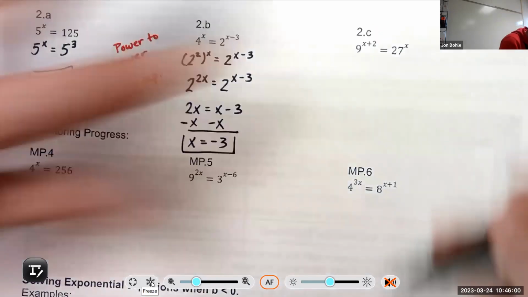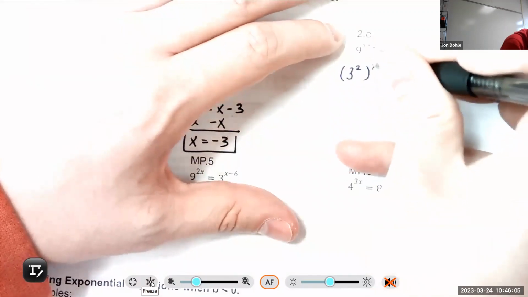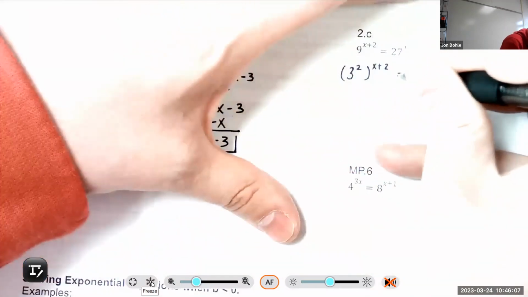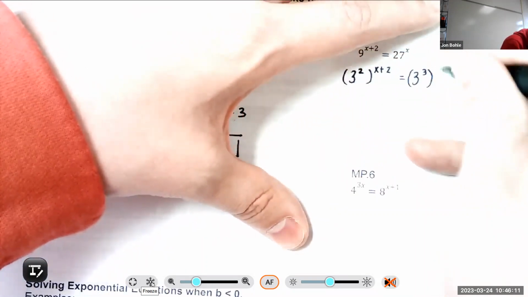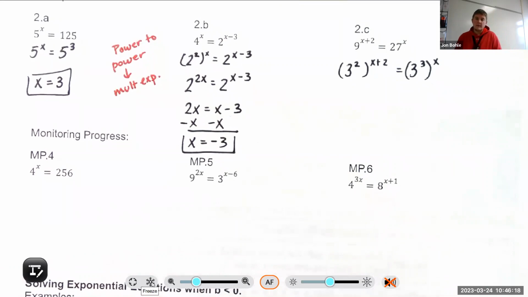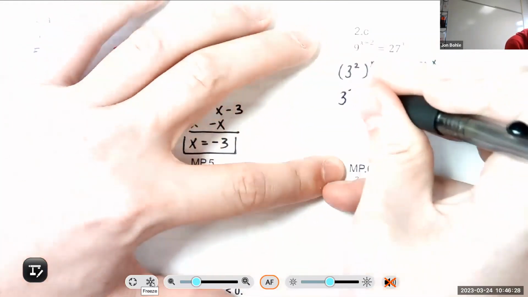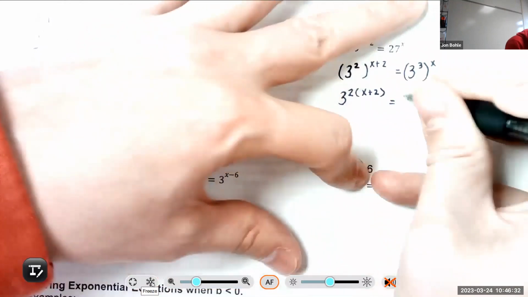Okay, so here, 9 is 3 to the second power to the x plus 2 power. And 27 is 3 to the third power to the x power. Because 3 to the second is 9, 3 to the third is 27. Power to power, what do I do? Multiply. So you got to be pretty careful here. This is going to be 3 to the 2 times x plus 2. That's a distributive property.